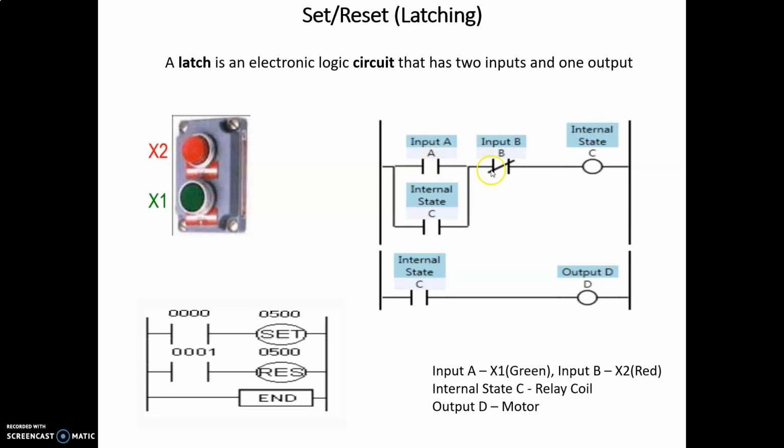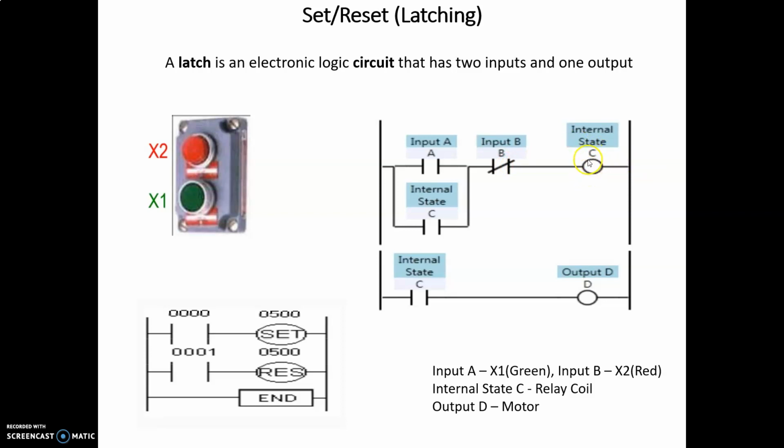But now, as this coil has become energized, it has made this contact a closed one. So now the supply will flow in this direction even though input A is open. So this supply will be maintained continuously. And how does it help us?